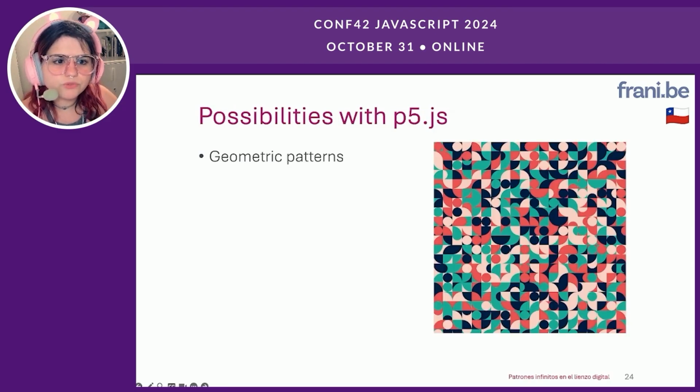P5.js is particularly well suited for creating geometric patterns, which are often visually captivating and mathematically precise. By combining shapes like circles, squares, and triangles with loops and transformations, you can create intricate designs that would be incredibly difficult to draw by hand. Whether it's tiling patterns, mandalas, or optical illusions, the precision of the computer allows you to play with symmetry, repetition, and scale in a way that results in mesmerizing visuals. And because you are working with code, you can easily tweak parameters like size, color, or rotation of elements to explore endless variations of the same pattern.